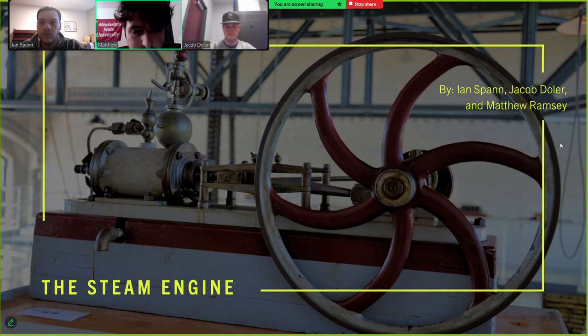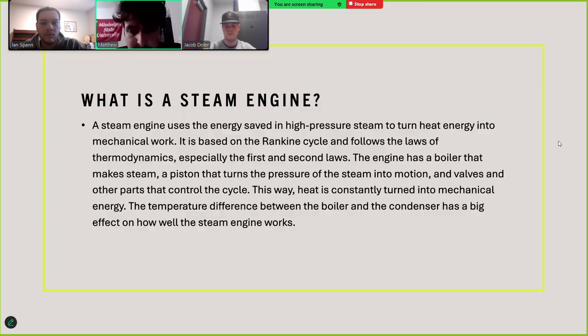All right. So this is our steam engine presentation for our thermal project, all by Ian, Jacob, and me. So what is a steam engine? A steam engine uses the energy saved in high pressure steam to turn heat energy into mechanical work.